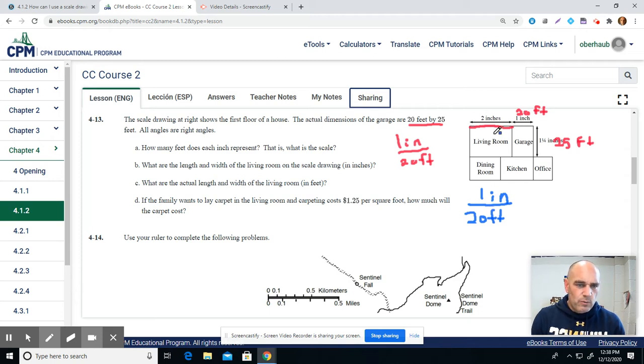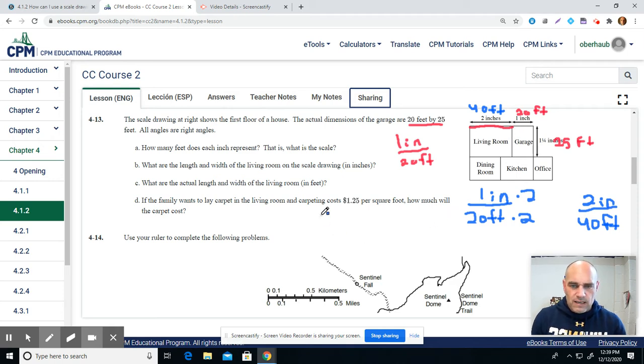Well, I know that this is 2 inches. So here's what I'm thinking. All right, what can I do to go from 1 inch to 2 inches? Well, I can multiply that by 2. That will give me 2 inches. If I multiply the top by 2, then I also have to multiply the bottom by 2. So 1 times 2 is 2 inches. 20 times 2 is then going to be 40 feet. So I know in real life, these 2 inches are really going to be 40 feet for this part of the living room. Now I got to find this side of it.